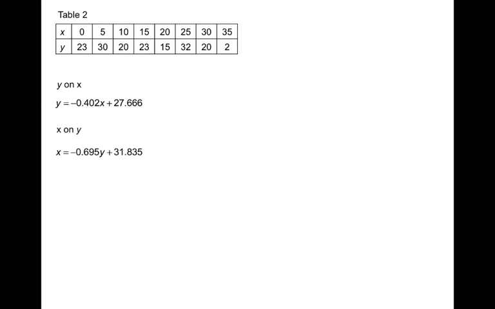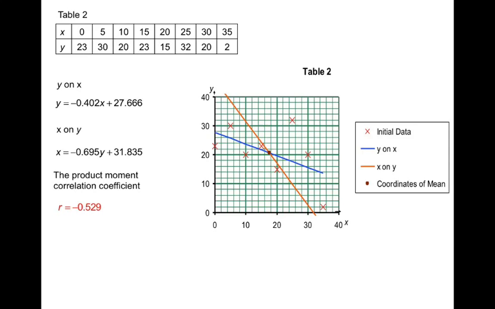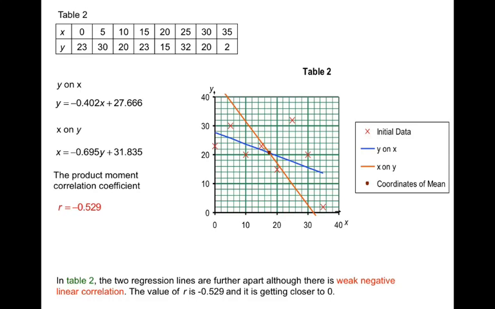Table 2. Here's the 2 regression lines. Let's see, we've got minus 0.529. We've got the 2 lines there a bit wider apart. We've got some sort of negative correlation here. In table 2, the 2 regression lines are further apart. Though there's weak negative linear correlation, the value of r is minus 0.529, which is getting closer to 0.